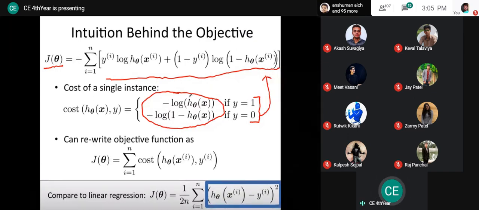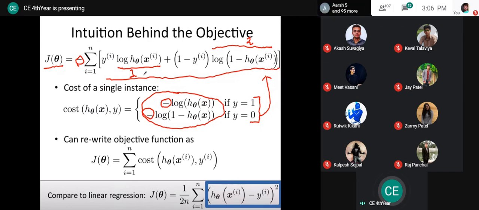How? Let's see. First of all, this minus sign. So we have that minus common over here. And now inside the equation, we'll just have the summation. Fine. So this, you can say, is the first term, log h of x, and log of 1 minus h of x is your second term. Right? Let me just write the numbers 1 and 2. Right?